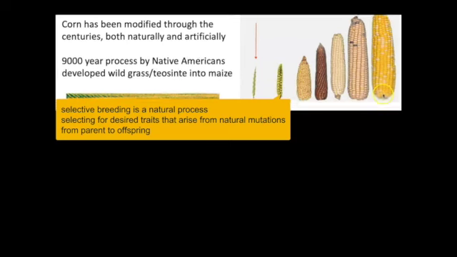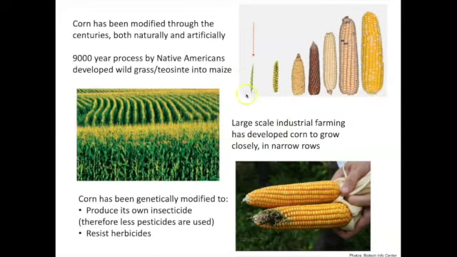Now this is a major source of food. What began as a wild grass growing randomly all over became maize that is cultivated, and what we have in large-scale industrial farming now is corn that grows in narrow rows close together. Scientists have additionally artificially modified the genes of corn in order to have corn produce its own insecticide.